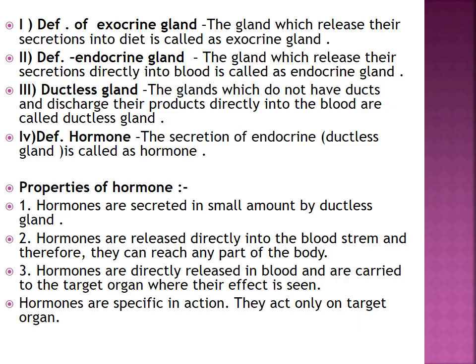Then the endocrine gland: the gland which releases its secretion, called a hormone, directly into the blood without a duct is called a ductless gland. So they are called endocrine glands, and the hormone is the secretion of endocrine glands. Hormones are secreted in small amounts, released directly into the blood, and then carried to the target organ through the blood, and they are specific in action.